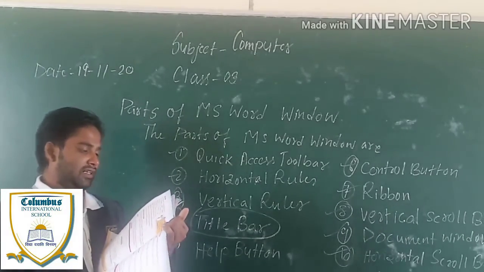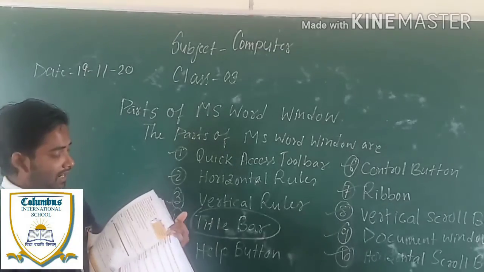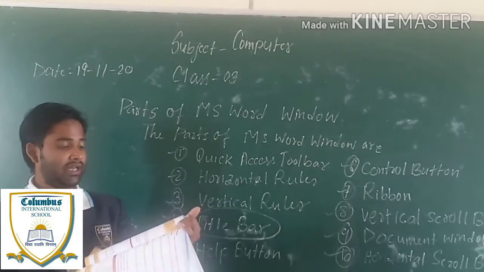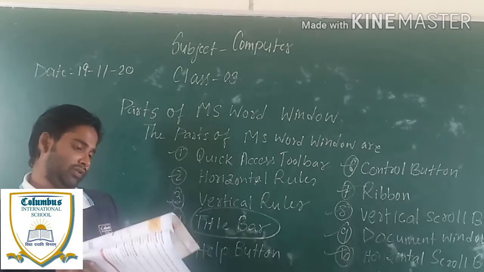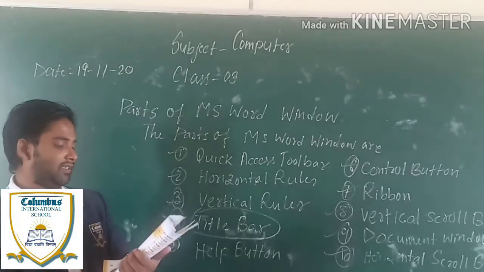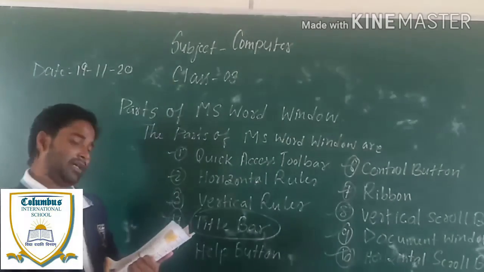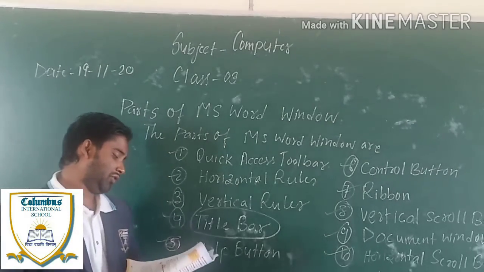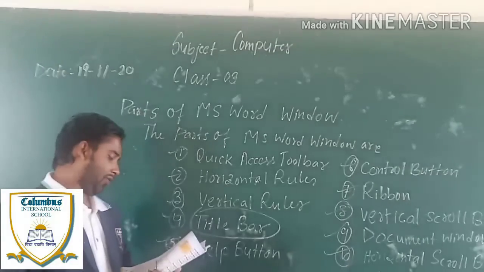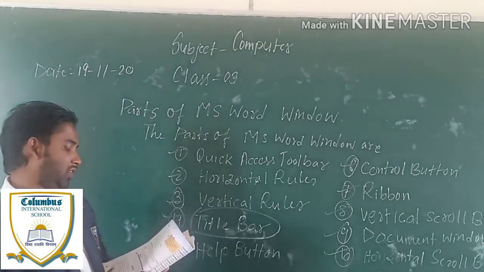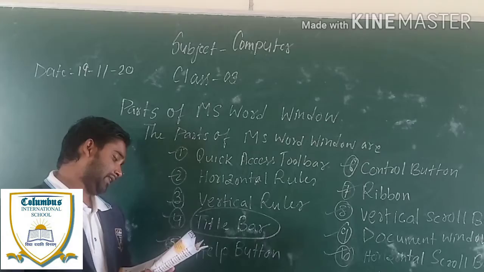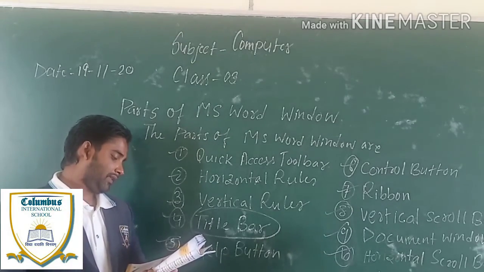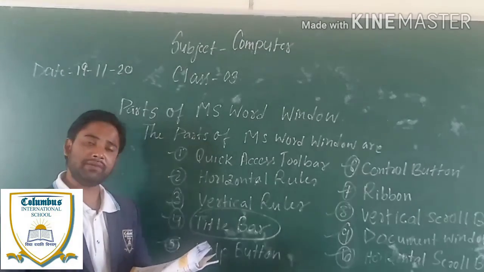To the right of the title bar, there are three control buttons. They are maximize, minimize and close. Maximize is used to make the window screen appear bigger, and minimize is used to reduce the size of the window. Close is used to close the document window. So these are the three buttons that are attached to the title bar. This is how the maximize, minimize and close buttons work.